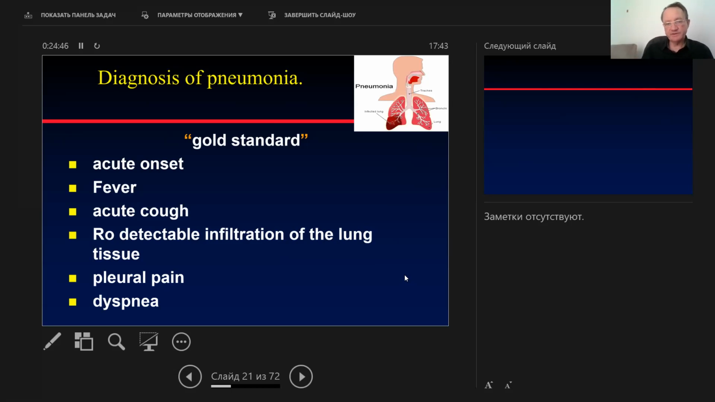Acute cough is a cough of less than 3 weeks. Chronic cough is more than 8 weeks. Then, a new detectable infiltration of the lung tissue, pleural pain due to affection of the parietal pleura, and dyspnea reflecting disruption of gas exchange.